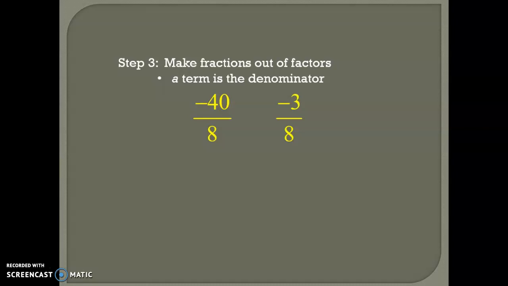So from here, you're going to take to step 4. You're going to reduce the fractions. So you're going to take each fraction and reduce it. So you got negative 40 over 8. You can reduce that by 8. And you got negative 3 over 8, which can't be reduced at all. So we're going to have negative 5 over 1, and then negative 3 over 8. So those are our reduced fractions.